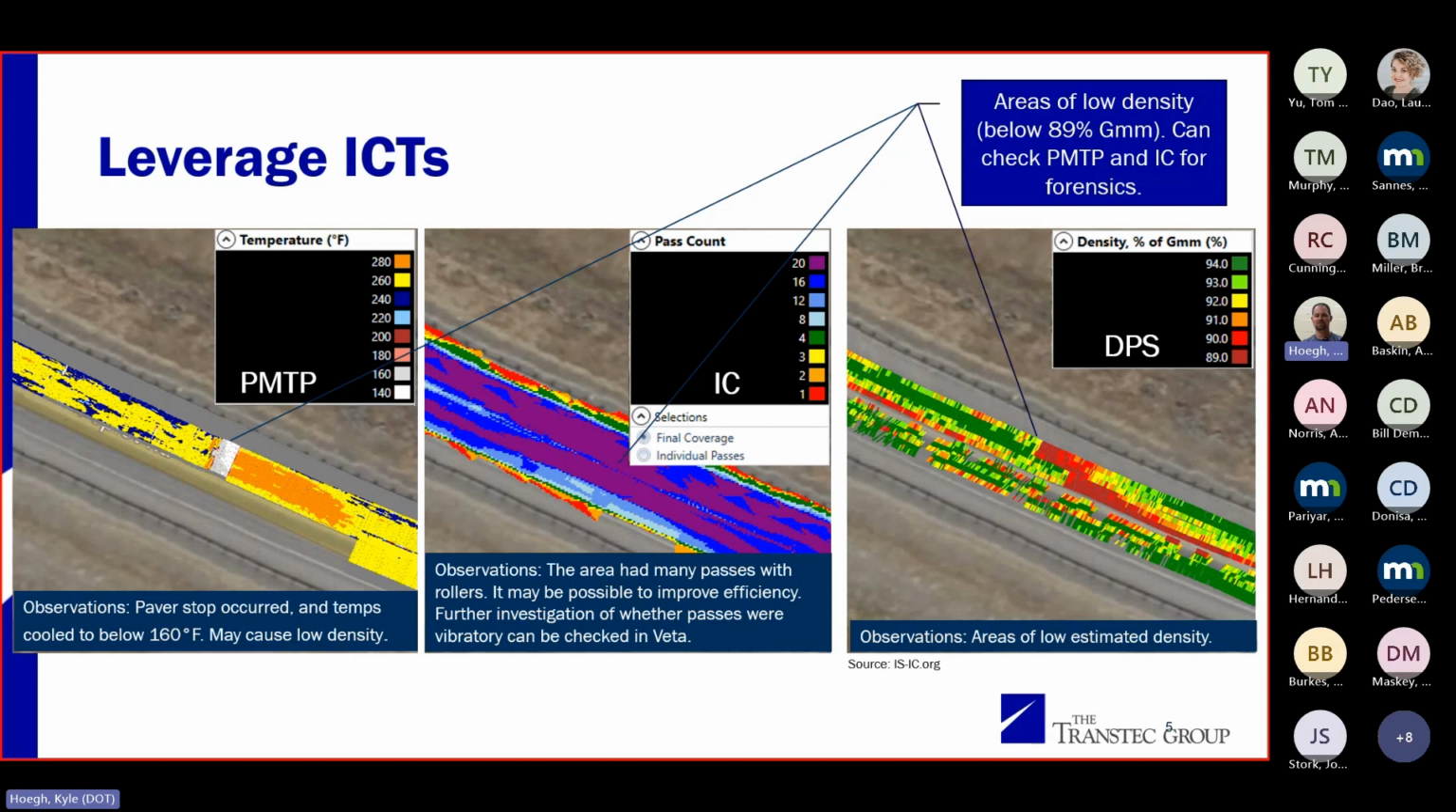In this example, you can see we've got our information from the paver. You can see a paver stop right there, and right where the paver stopped, we cooled down to like 160 Fahrenheit. Does anyone think we're going to get good consistent density at those temperatures compared to when we're at 260? Probably not. And in the DPS data, the estimated density is, sure enough, really low. In the middle of the IC passes, we had plenty of passes, but the temperature was too low. So of course we didn't get density.